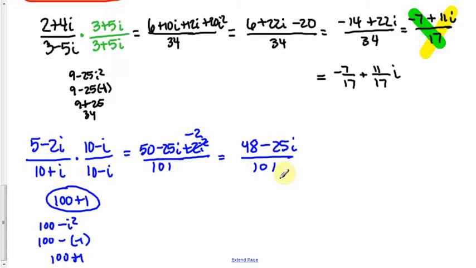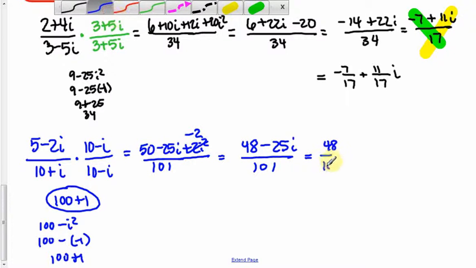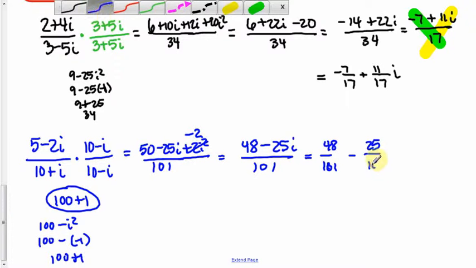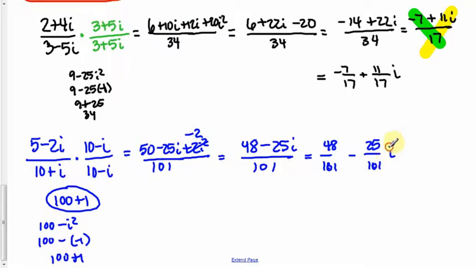I don't believe those share any common factors, so I will break it up, and then I can reduce one of the fractions, but not the other one. I can't reduce any of them, can I? That's why I wrote 100 there. So 48 over 101 minus 25 over 101. I keep writing 100. I say 101, but I write 100. 101i.